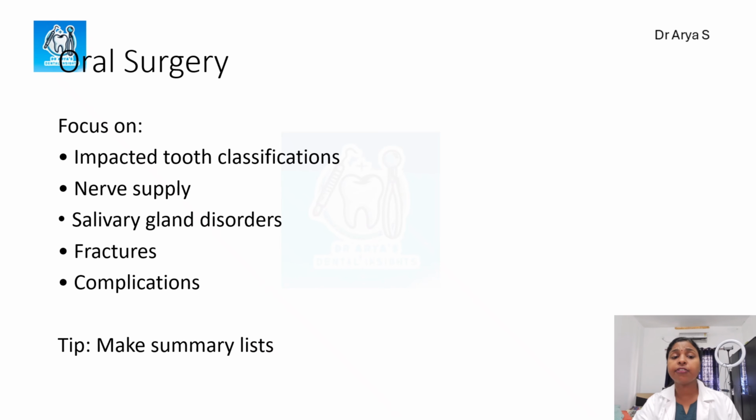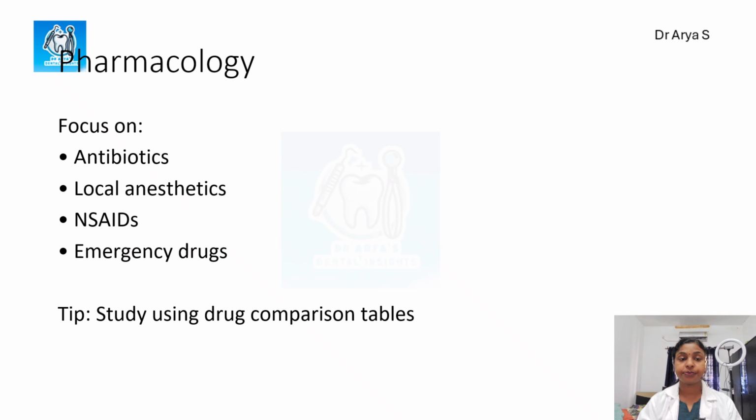Then oral surgery, focus on impacted tooth classifications, nerve supply, salivary gland disorders, very important. Then fractures, complications, make summary list. And pharmacology is the most volatile subject. Okay, and also I think it is the toughest subject for you all. So focus on important topics such as antibiotics, LA, NSAIDs, emergency drugs. So study pharmacology using drug comparison tables. It's very, very easy to remember the drugs.